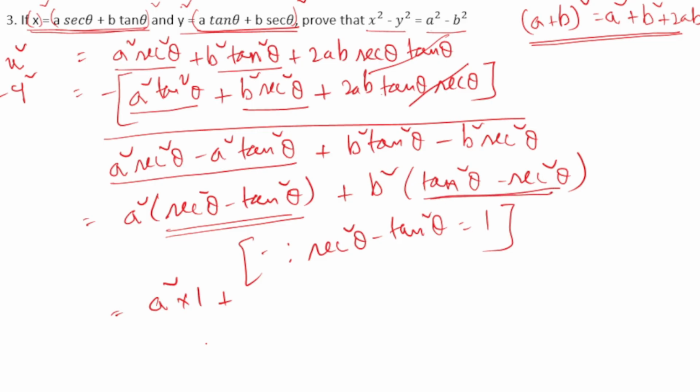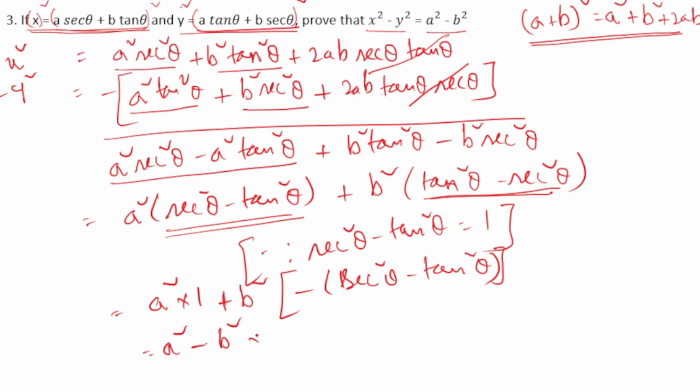We need secant square theta minus tan square theta. So we will take minus common: plus b square into minus of secant square theta minus tan square theta. Okay, so here we'll get a square minus b square into 1. This minus will come here. Secant square theta minus tan square theta is 1. So here we'll get a square minus b square. So we have proved x square minus y square is equal to a square minus b square.